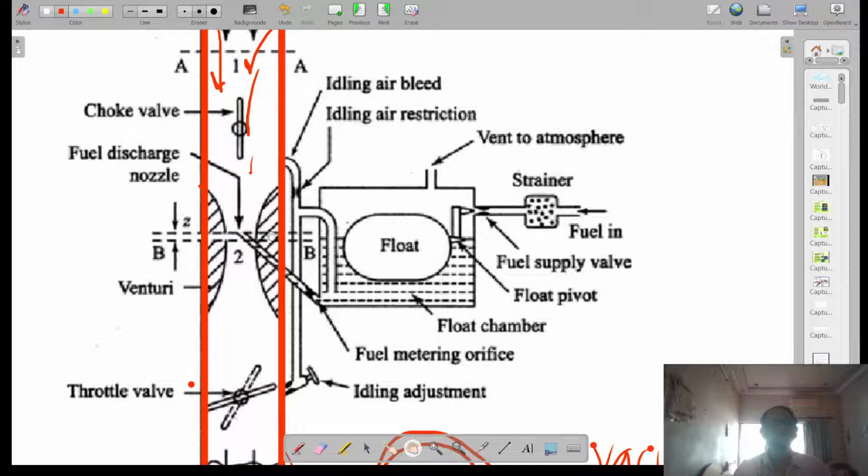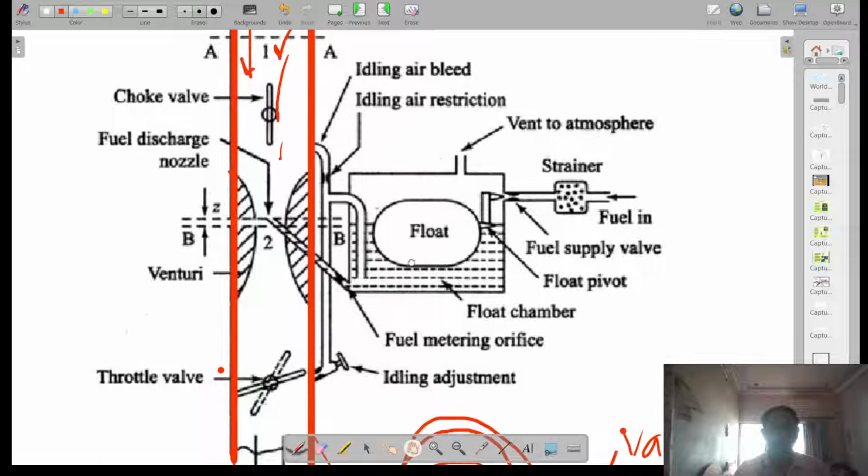You can see the passage, the tube. This is a venturi. You can see this fuel tube coming from the float chamber. This is the float chamber containing the fuel, and it has a float. If the float rises, the needle valve enters the fuel supply and closes it, since fuel is not needed. But once the float goes down, fuel has to come inside the float chamber to fill the gap. Just understand these things.